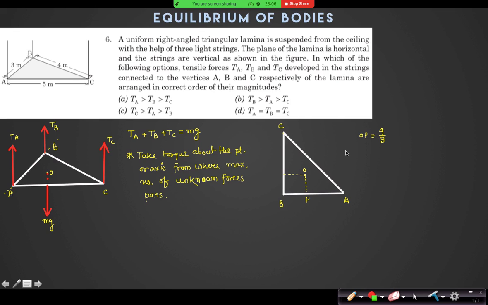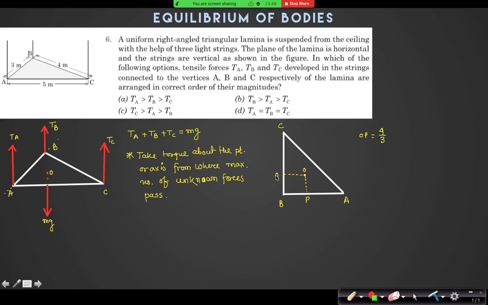Please repeat this part, sir. What is O? O is the centroid. I have said that for any triangle, it is the property of the center of mass. If this is a triangle, any triangle, the centroid lies at 1/3 of the height. It is the property of a triangle. You must have studied that, right? Yes, sir. So 1/3 of this height is 4 by 3.